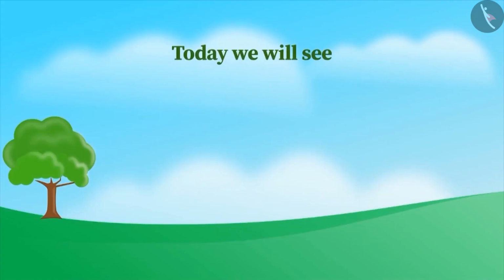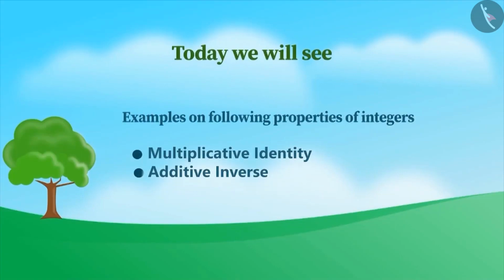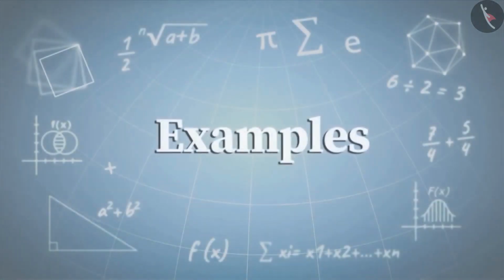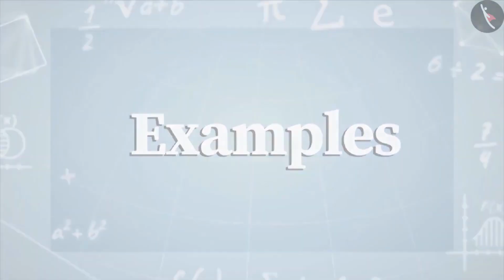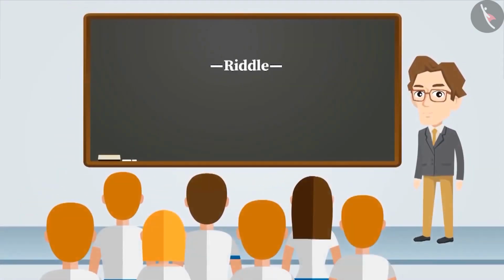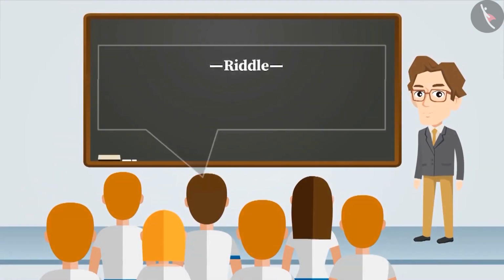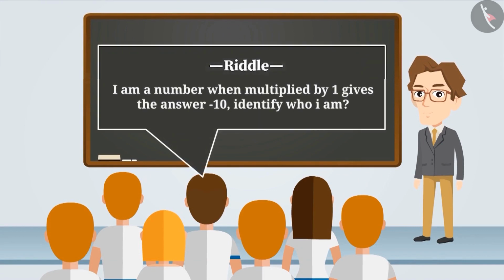Today, we will see the examples on following properties of integers: multiplicative identity, additive inverse. One day, game of riddles was played in a classroom. Rajesh came forward and asked the riddle. I'm a number when multiplied by 1 gives the answer -10. Identify who I am. Mithali gave -10 as the answer.